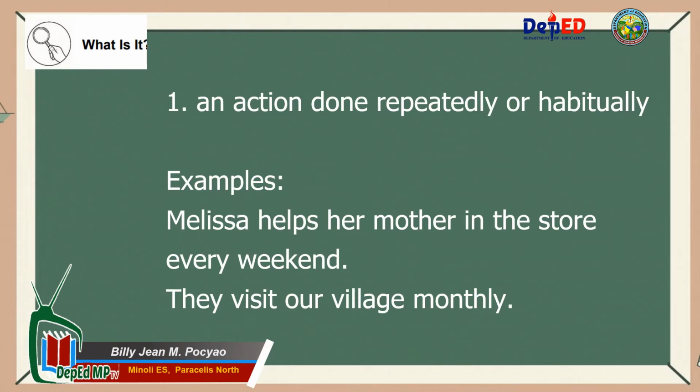Examples: Melissa helps her mother in the store every weekend. They visit our village monthly. Notice that every weekend, monthly, and other time markers show that an action is done regularly. This means that the action word helps and visit were done regularly.